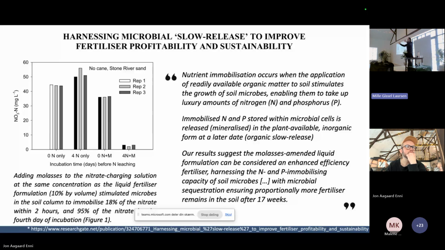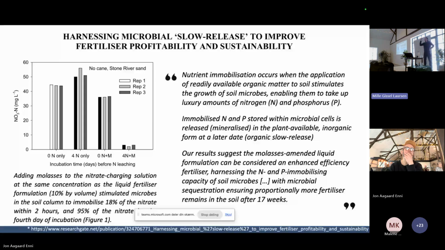So we can have constant slow release for the whole plant growth cycle. They also did a nitrate leaching test, additionally, by adding molasses to nitrate down in the soil. They flushed that through some soil columns where they can measure the nitrate leaching out the bottom. By adding molasses to the nitrate leaching solution at the same concentration of the fertilizer, so 10% fertilizer, 10% molasses in the liquid solution, this stimulated the microbes in that soil column to immobilize 18% of that nitrate within 2 hours and 95% of that nitrate by the 4th day of incubation.